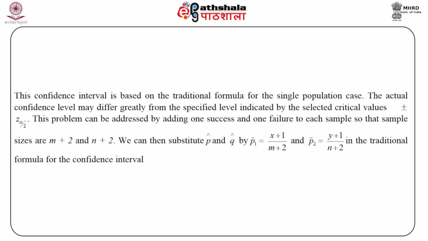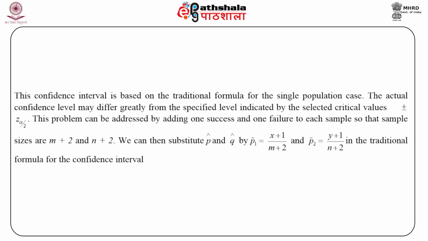Now this confidence interval is based on the traditional formula for the single population case. The actual confidence level may differ greatly from the specified level indicated by the selected critical values plus minus Z alpha by 2. Now this problem can be addressed by adding one success and one failure to each sample so that sample sizes are m plus 2 and n plus 2.